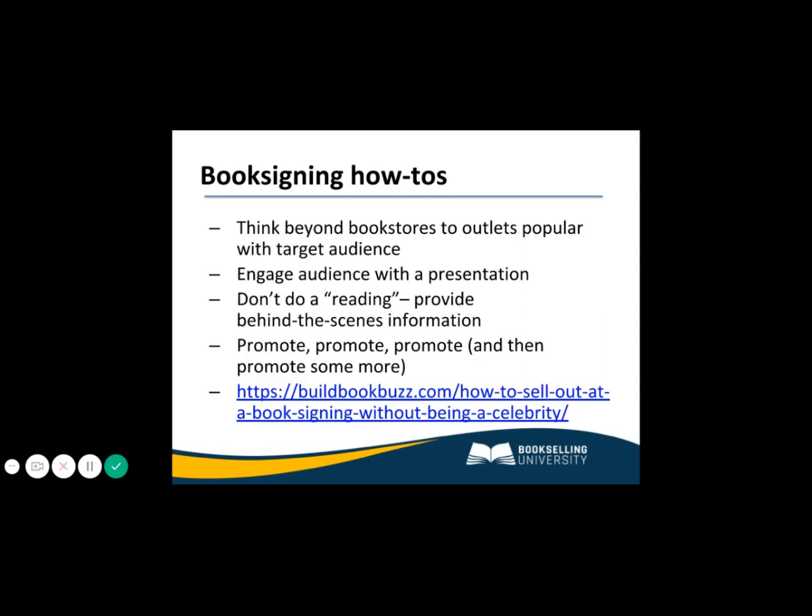First thing I want you to do is think beyond bookstores to venues that are already frequented by your target audience. In other words, other than bookstores, where does your target audience hang out? Let's go back to this idea of fitness over 50. Your book's fitness over 50, random subtitle.